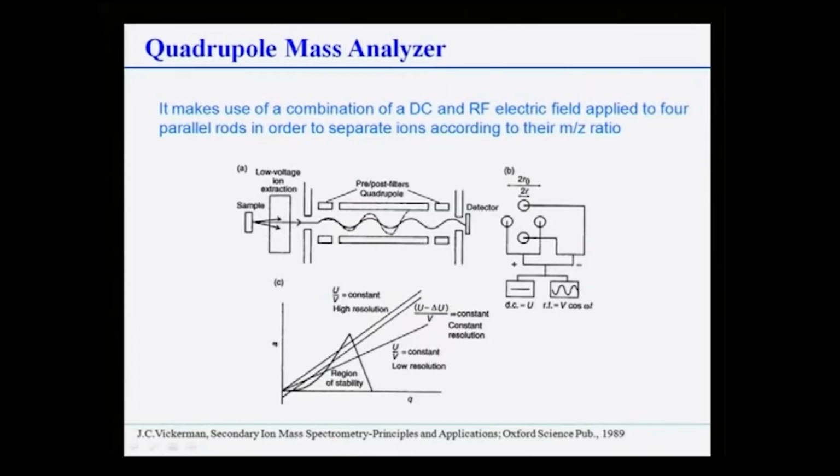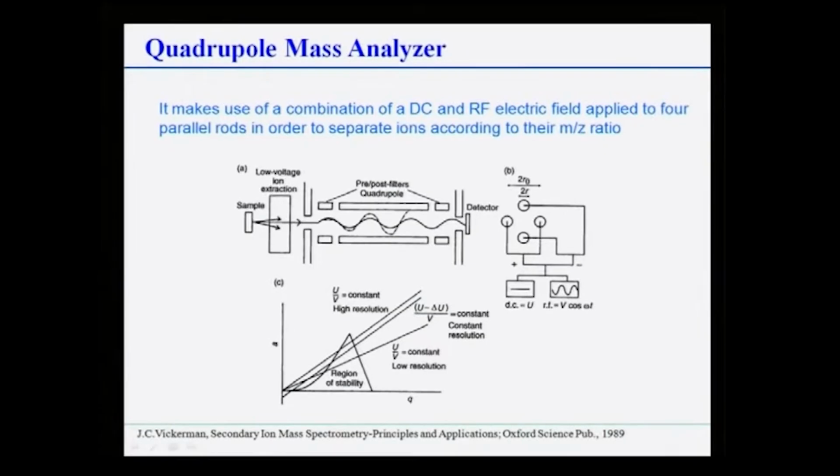Next one, and probably one of the best, is the quadrupole mass analyzer. The reason I am saying this is the best one is because it allows even better measurement than the single focus or double focus magnetic spectrometer.